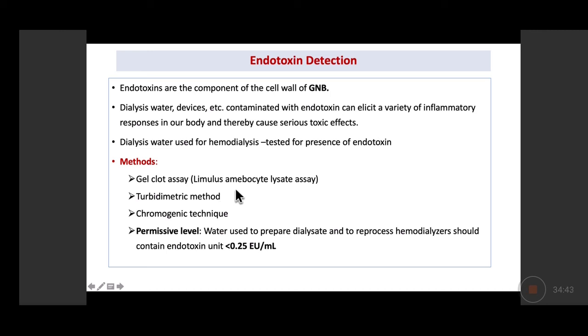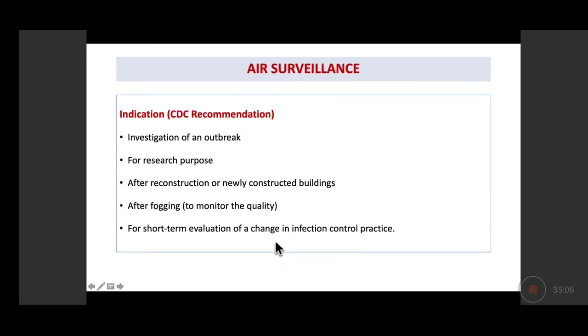So the principle behind that: if the endotoxin is present in the water, and we add this lysate to the water, then the gel clot will form. Okay. Then there are other methods like the turbidimetric method and chromogenic techniques that can be used. The permissible level which is given is less than 0.25 EU per ml for the endotoxins.